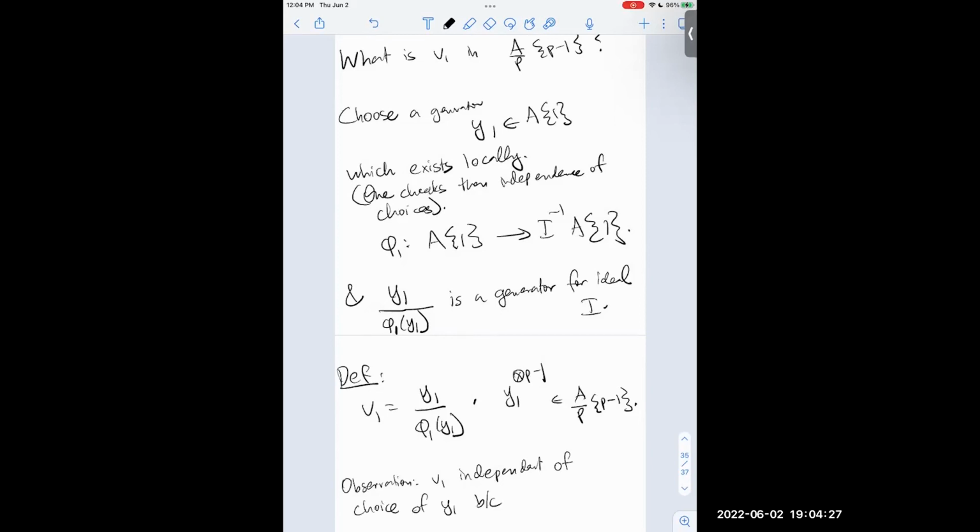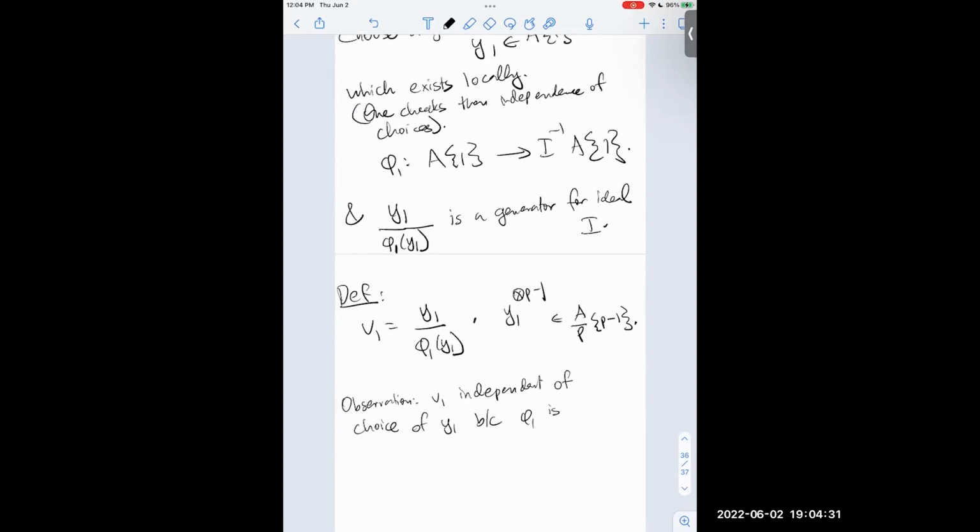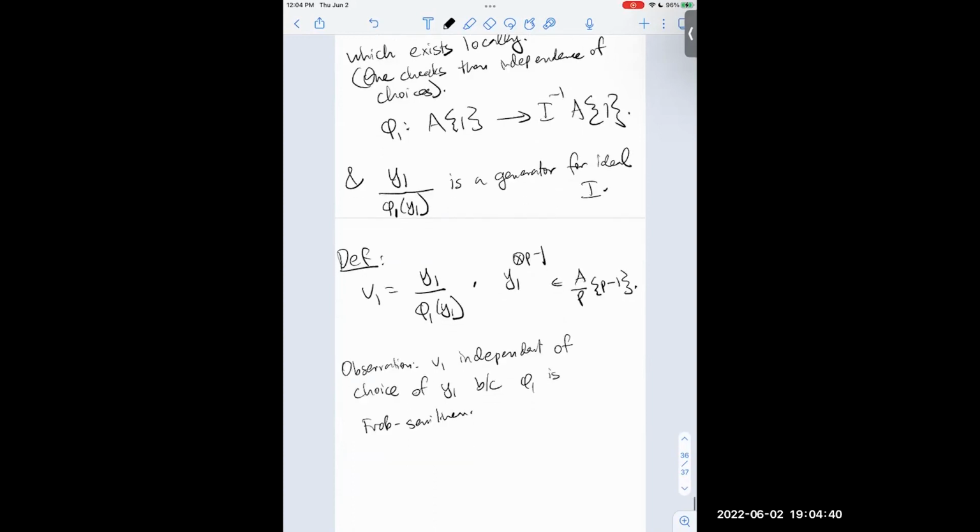And that's essentially because phi1 is Frobenius semi-linear. And yeah, I guess you can also check, for sort of the same reason, that V1 is a fixed point for phi sub p minus 1, which again is phi1 tensor p minus 1.